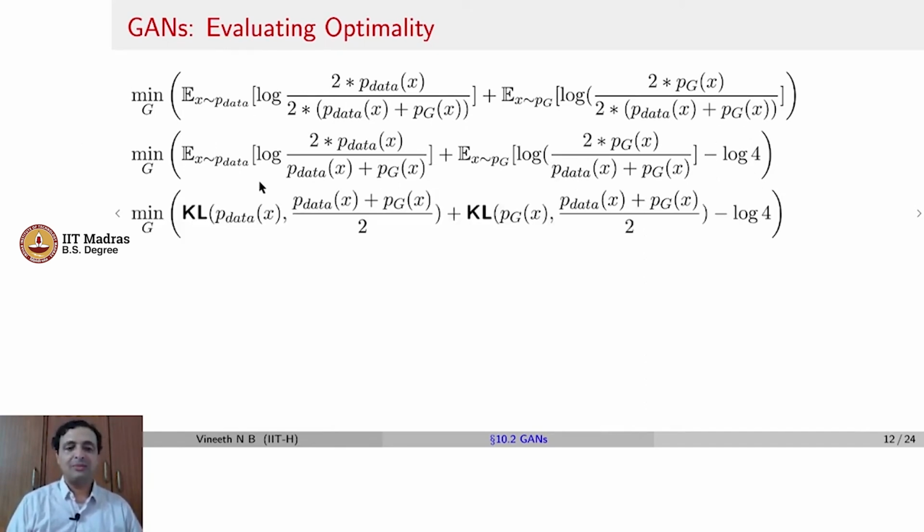Now, the first term here can be written as a KL divergence between p data of x and p data of x plus pg by 2. Remember, this would be log p by q, and you will be left with p data of x and p data of x plus pg by 2. Similarly, the second term would be the KL divergence between pg of x and p data of x plus pg of x by 2, and you still have the minus log 4.